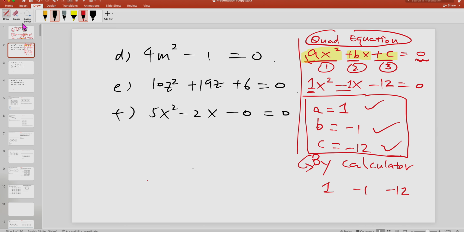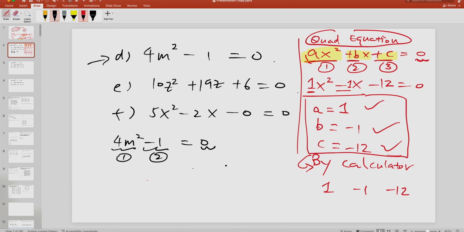Now, if you look at this question, D, you have 4m squared minus 1. Ask yourself, how many terms are there on the left? 1, 2. So you have 2 terms. And do you have 0 on the right? Yes. So when you have 3 terms, you just follow this in the calculator, or you use the factorization method. But with 2 terms, how to solve?